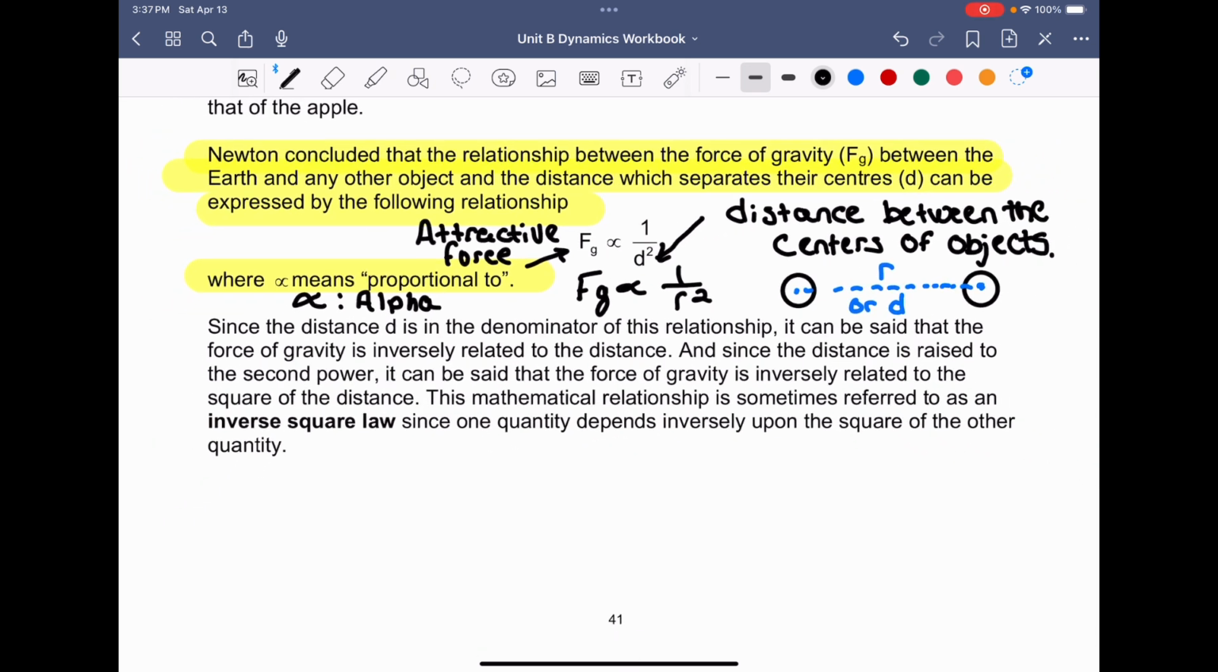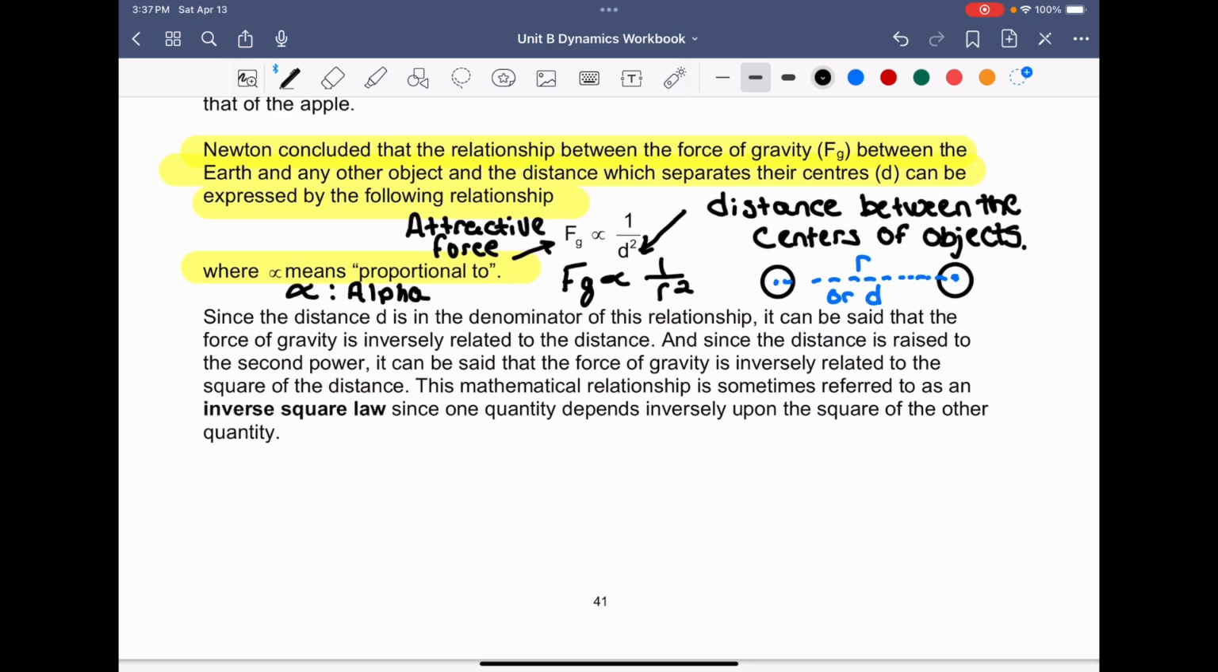Now, this first law here, Fg is proportional to 1 over d squared, is the inverse square law. It is highly recommended you highlight this. The mathematical relationship is the inverse square law. Essentially what this means is that if I have two objects that are attracted to one another, as the radius increases, the force will decrease. And as the radius decreases, the force increases.